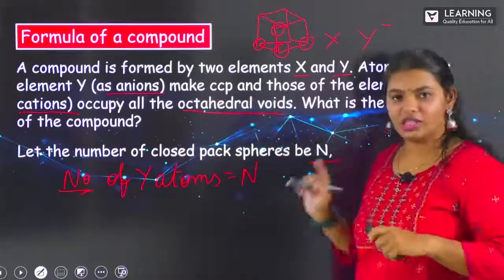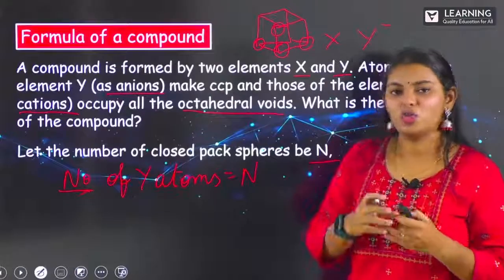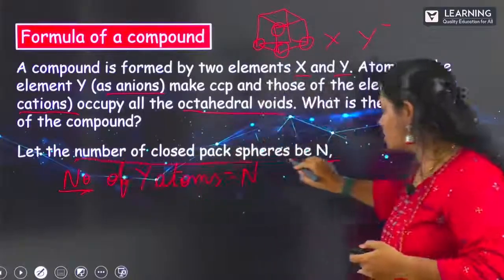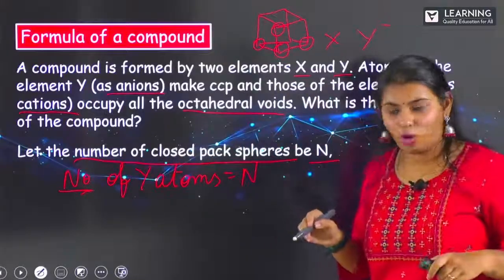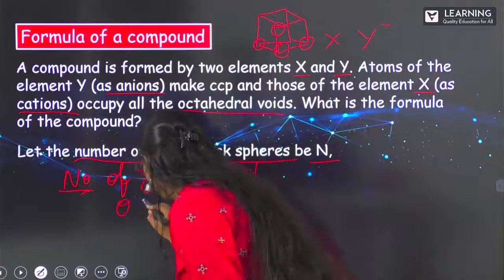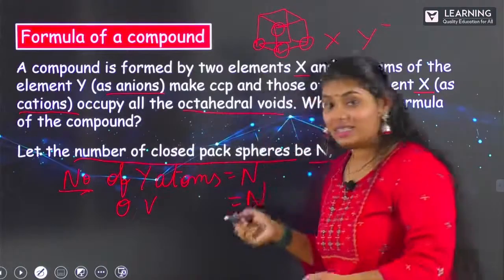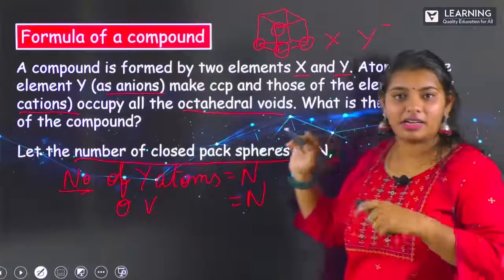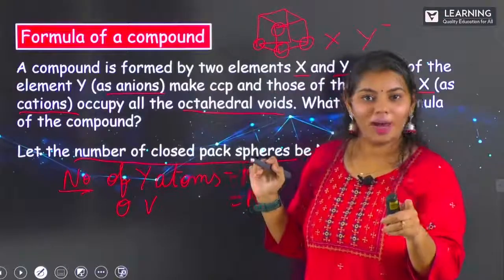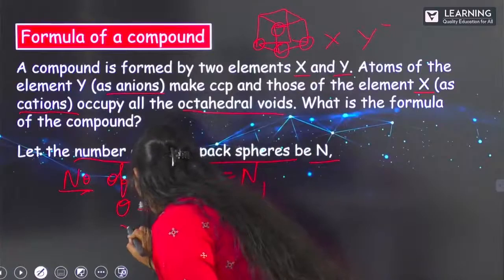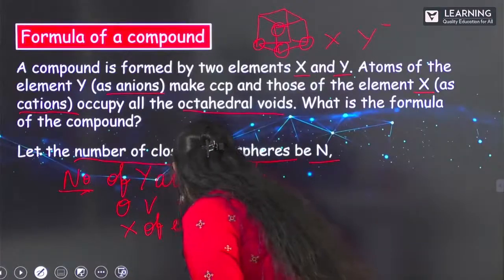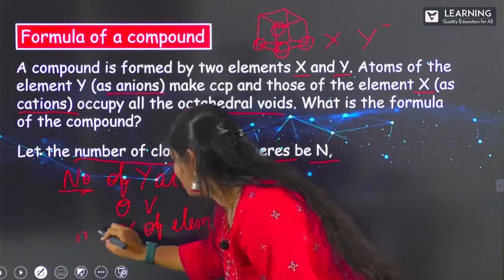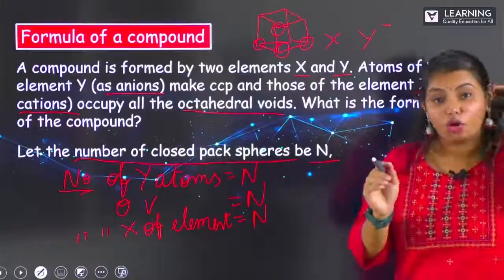Now there's one more piece of information that they've given. The X atoms are the ones which are filling the octahedral voids. So the number of octahedral voids, from this information, we know, will be n itself, right? So both of these are the same. The one more piece of information that they have given is that X element will be occupying the octahedral voids. So what will be the number of X element? It will be n itself. So the number of X element also will be n itself.